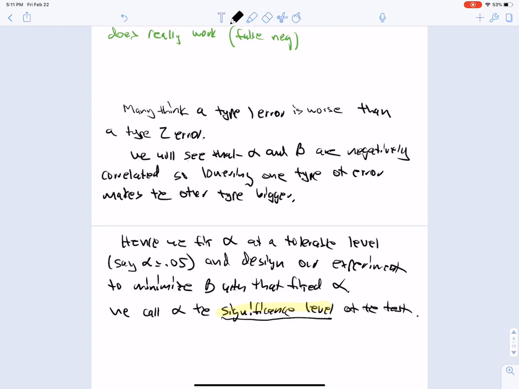Because, as we'll see later in the course, alpha and beta are negatively correlated, so you can't lower both arbitrarily in your experimental design. So what we do is we fix alpha to be some acceptable, tolerable level, which is 0.05 or smaller generally, and then we try to design an experiment that will minimize your beta. And so alpha is called the significance level of the test, and we will pick up all of this on Monday.